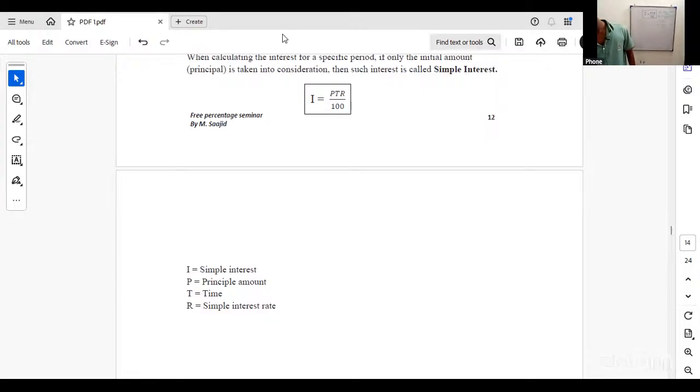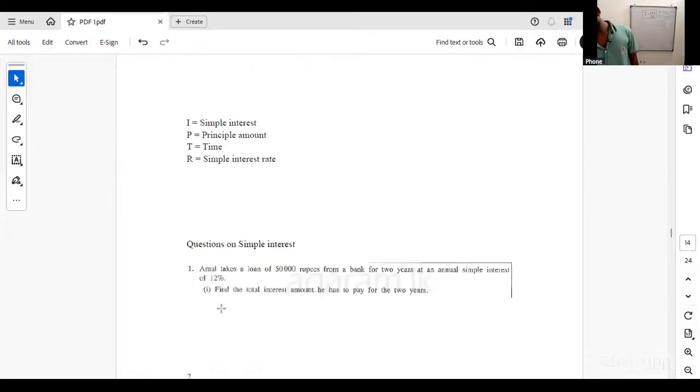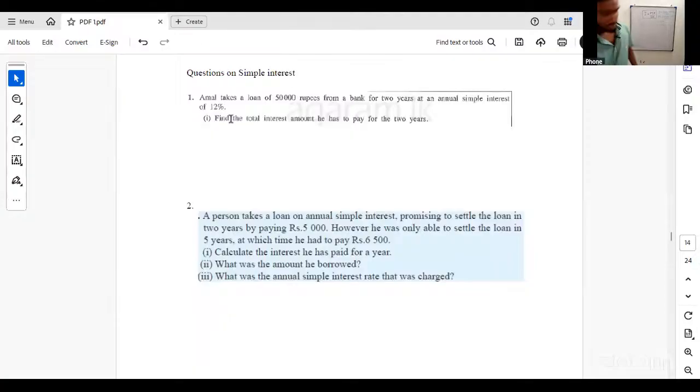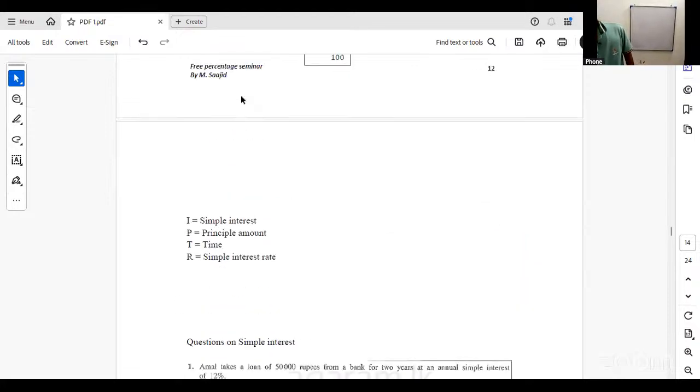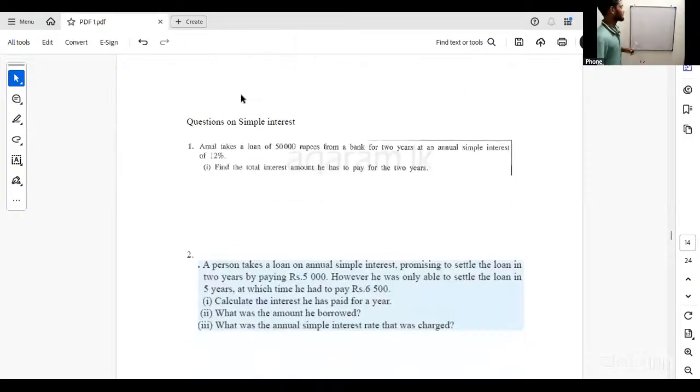Let's do some sums there also. So here you have I equals PTR over 100, where I stands for simple interest, P for principal amount, T for time, R for simple interest rate. Let's do a question. I'll do the first question for you all. First question on page number 13. It says, Amal takes a loan of 50,000 rupees from a bank for 2 years at a simple interest rate of 12%. Part 1, find the total interest amount he has to pay for the 2 years.